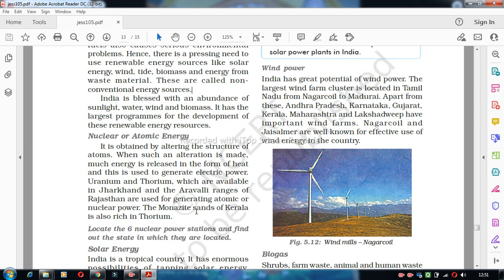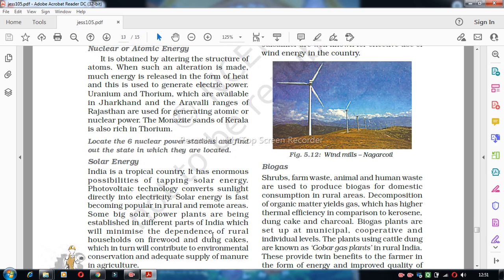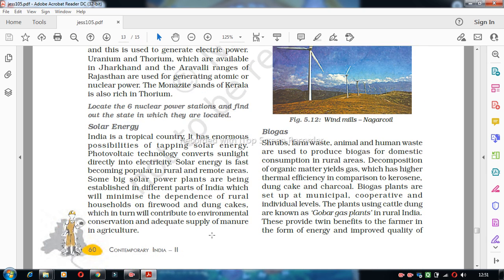First, nuclear energy, also called atomic energy, which is generated by the fission of uranium or thorium, we can say. The alteration causes much energy to be released in the form of heat, and this is used to generate electric power. And the locations are also shown here. Next, solar energy. India is a tropical country. It has enormous possibilities of tapping solar energy, right?